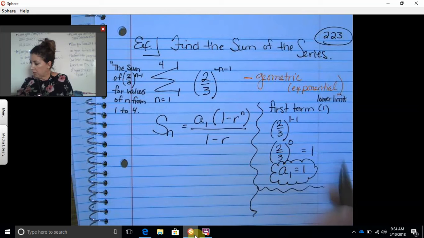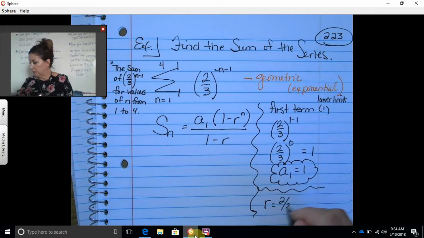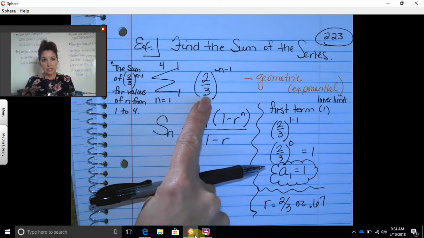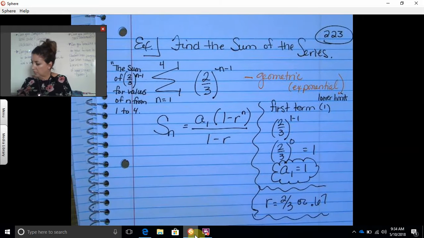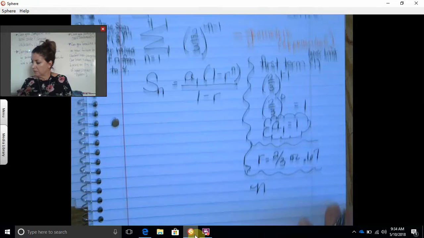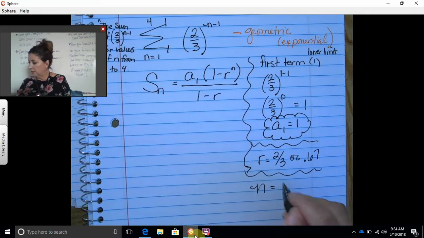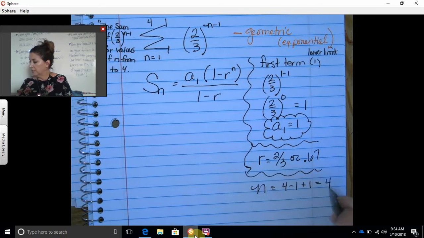We need to know our common ratio. What is it? 2/3, or 0.67. It's the base in our explicit formula. We need to know n, the number of terms. Is it 4? We take the upper limit minus the lower limit and add 1. 4 minus 1 plus 1. Yes, it's 4.